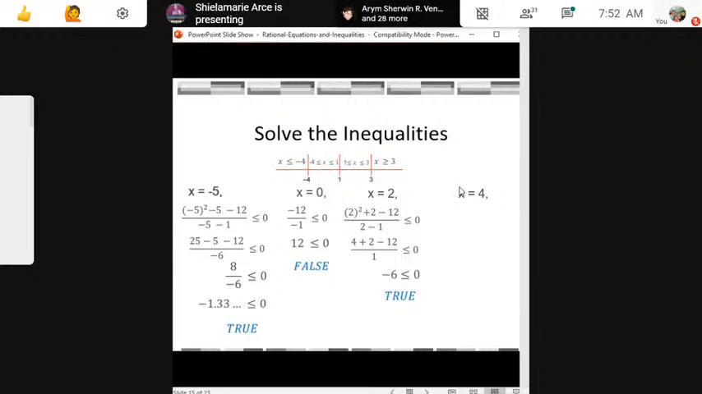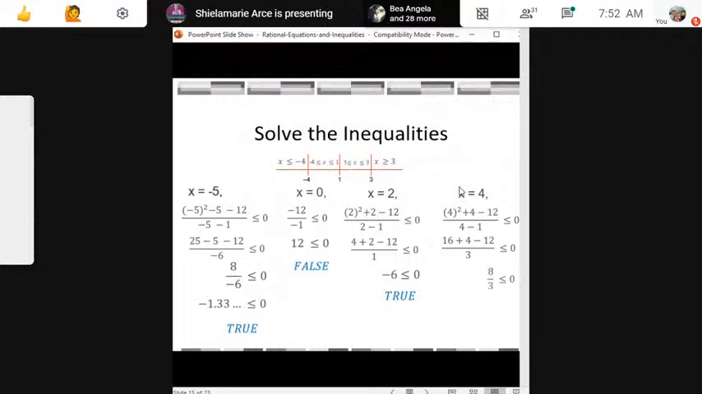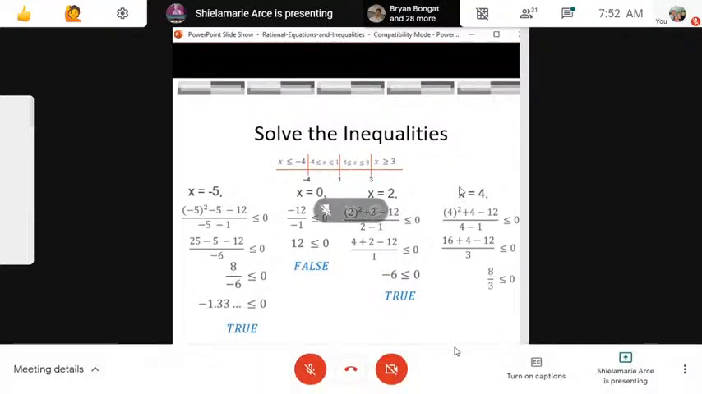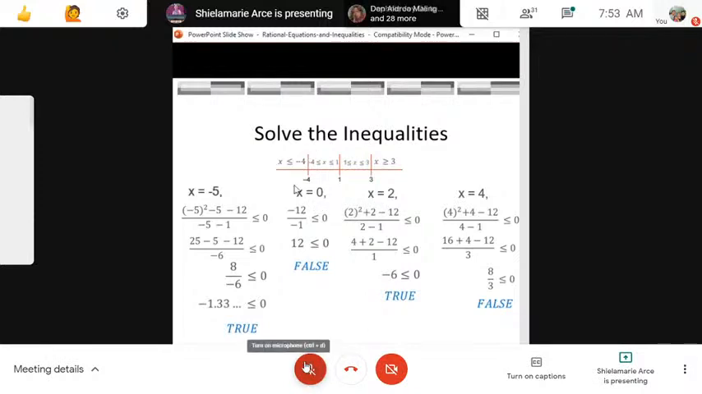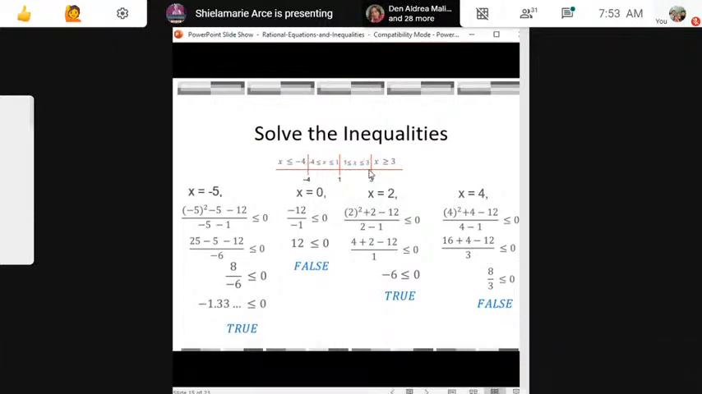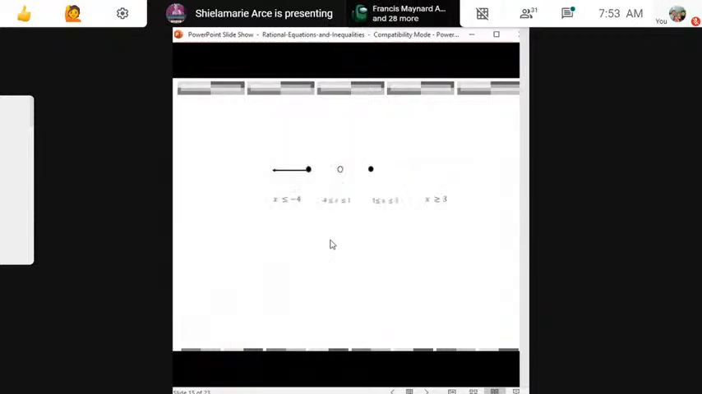Choose a value which is greater than 3. Pinili ko ay 4. So pag sinubstitute na natin, ang lalabas is 8 over 3. And obviously, 8 over 3 is not less than or equal to 0. So that means it's false. Ano po? So dadalawa yung portion natin. Mula dun sa 4 na portions, dadalawa ang solution set natin. Itong area na to, at itong area na to, all values na nandyan, pag pinagsama natin, yun lahat ang solution set niya. Okay po? So tingnan natin. Pag nilagay natin siya sa graph, yan po yung magiging graph natin.